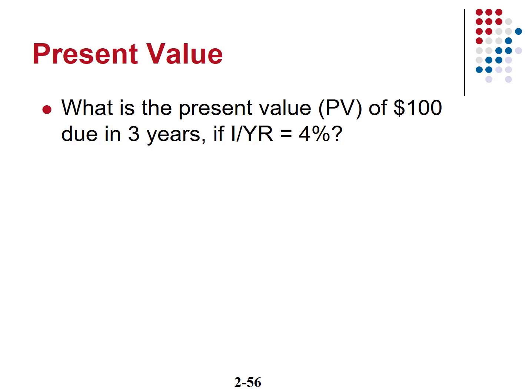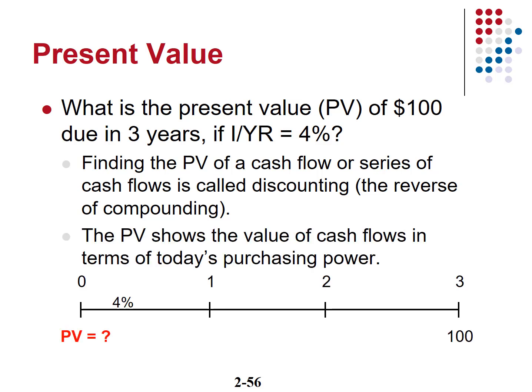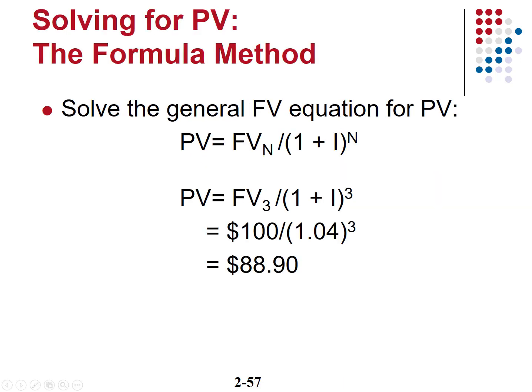So here's a present value example. What's the present value of $100 to be received in 3 years if the discount rate is 4%? Finding present value is discounting. There's your timeline. That describes the question. We want to find out what $100 is worth today. Using the general formula, it's worth $88.90.